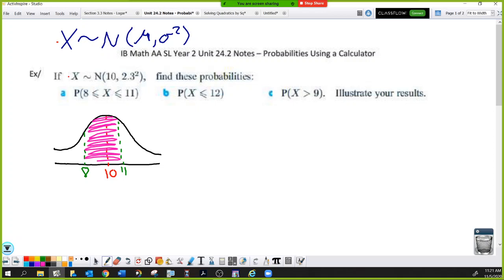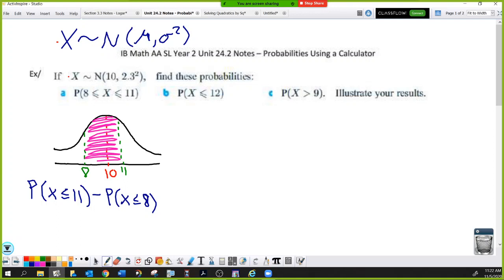So if I was trying to find just that purple shaded region, what I would need to do on my calculator is find the probability that x is less than or equal to 11 and subtract the probability that x is less than or equal to 8. And that would leave behind the space between 8 and 11. Before I go to the calculator, I do want to mention something.